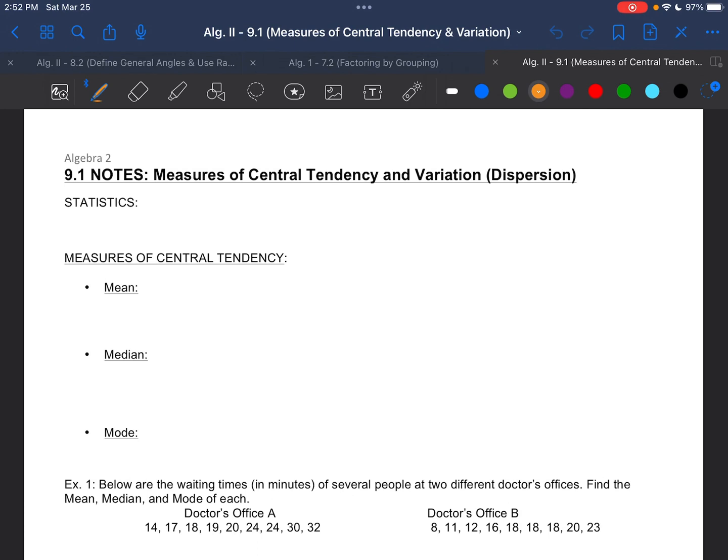So statistics: numbers used to summarize and compare data. And then measures of central tendency. So these are numbers used to represent the center of data.